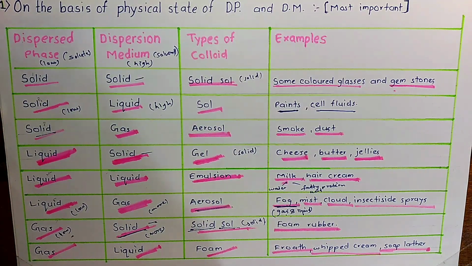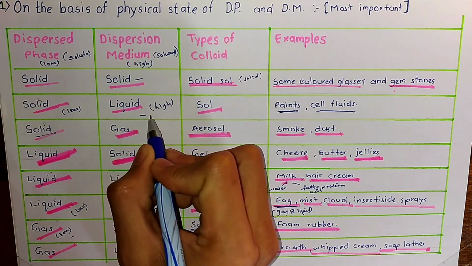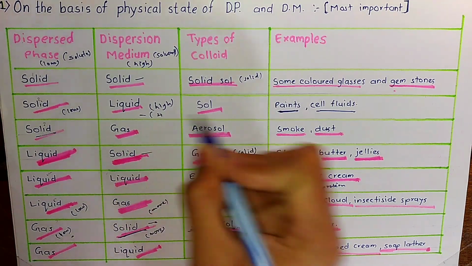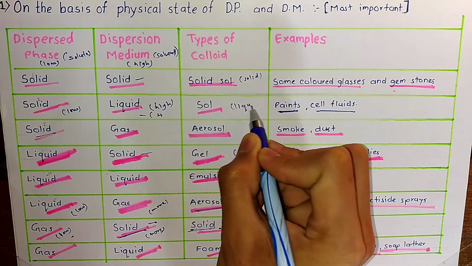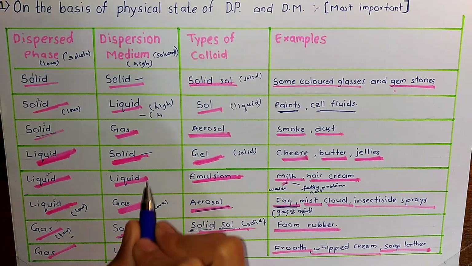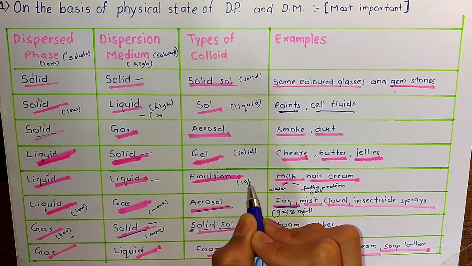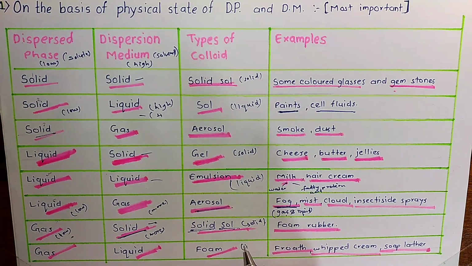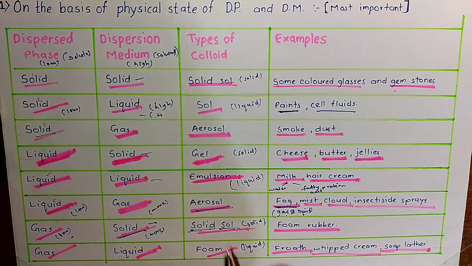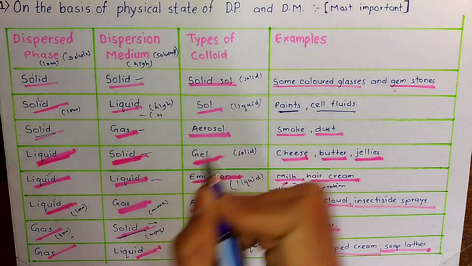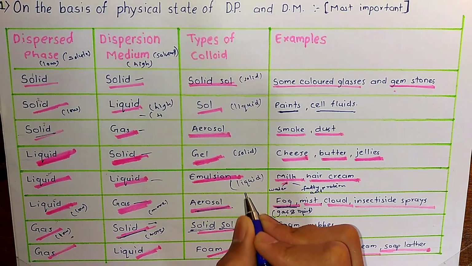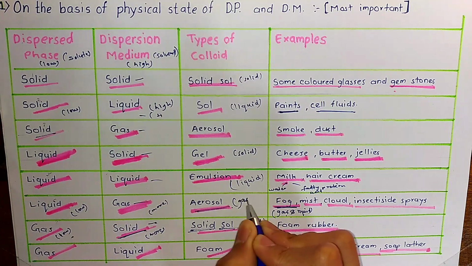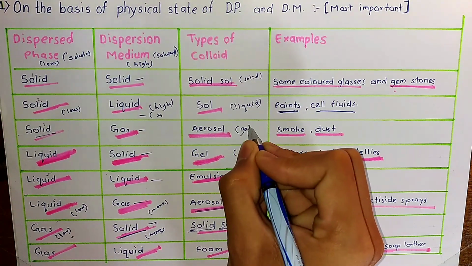And if the dispersion medium is a liquid, it will look like this: here is always liquid, here is also liquid, and here also the physical state is liquid. And if we have the dispersion medium as a gas, then it will show the physical state is gas.